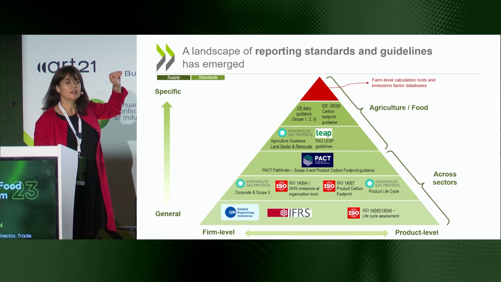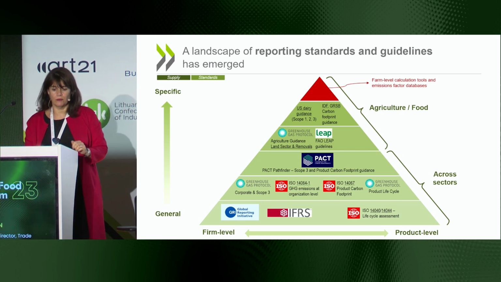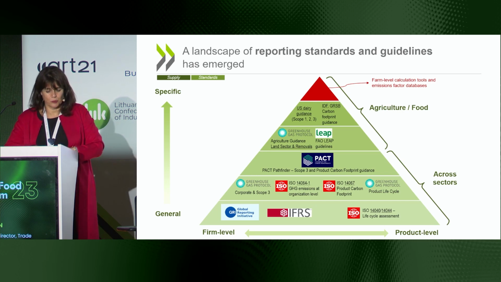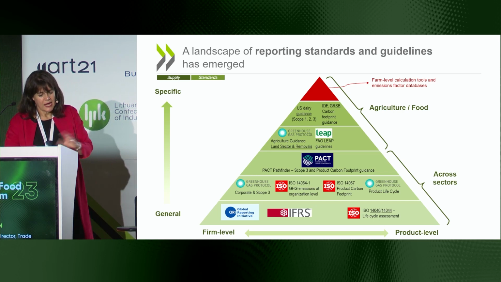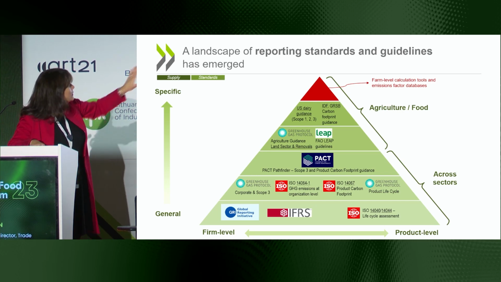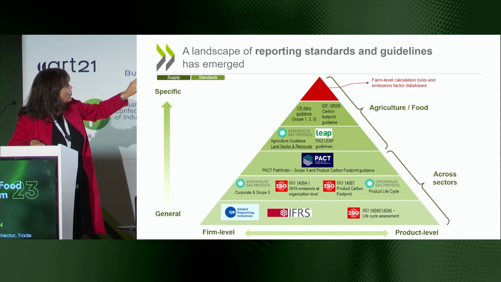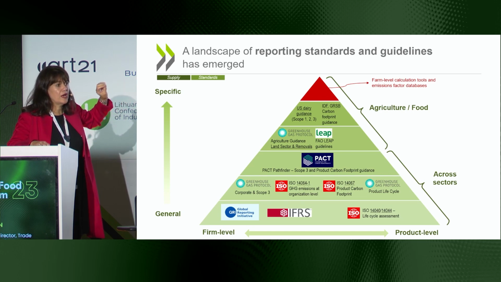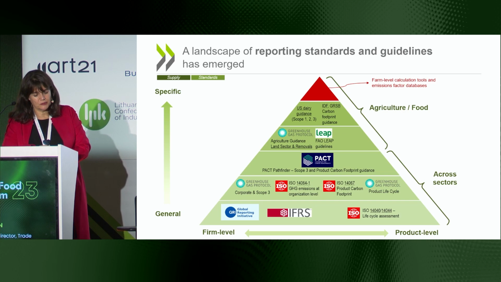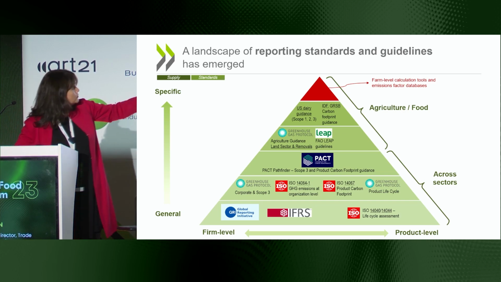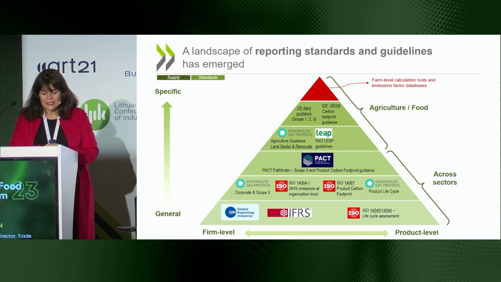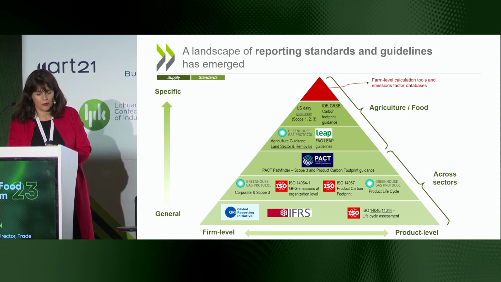And at the next level up, so the bottom three is still all at the general level. Then we go up to the things that are actually targeting the agri-food sector, because the agri-food sector is moving quite fast in this space. And there we see that the Greenhouse Gas Protocol has given some actual guidance in terms of land sector and removals within the agri-food sector. And we also see that FAO, the LEAP guidelines, apply to livestock.